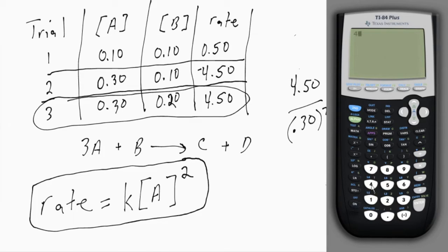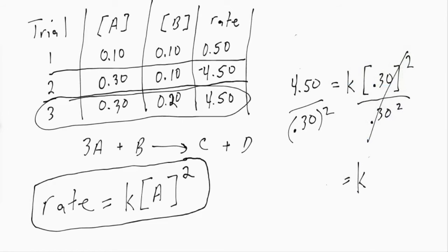4.5 divided by, open up parentheses, 0.30 squared, close parentheses, equals 50. So the rate constant is 50.